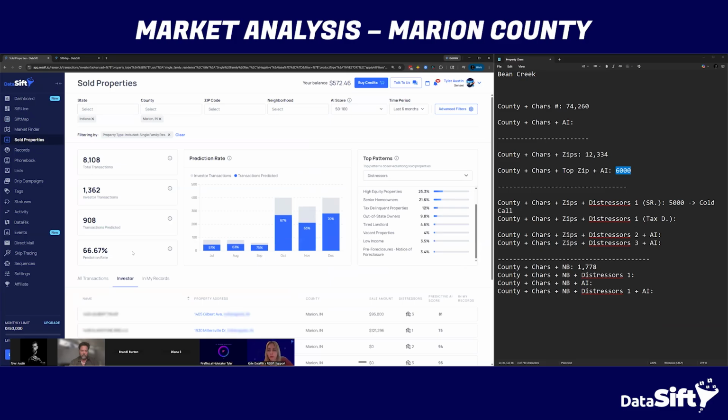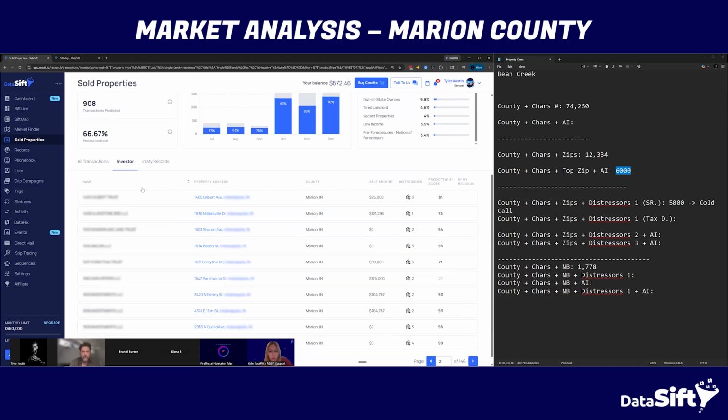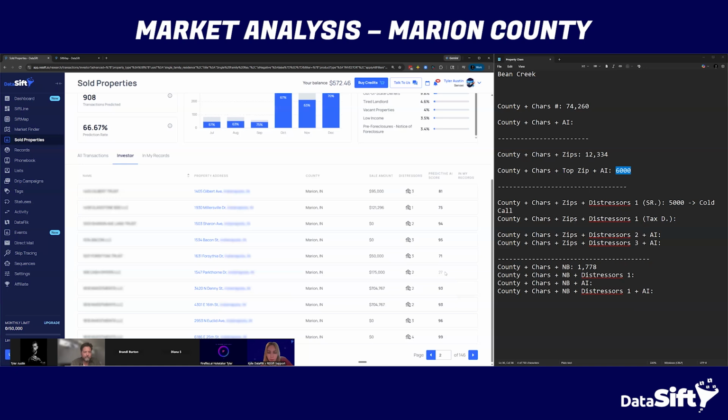But what's really important to know is that you could have a low AI score, like let's say this one with 27, and you could sell to an investor. This person's a senior owner with high equity. This guy didn't sell to an investor. He was within the 30% that we didn't predict. Does that mean the AI score is bad? No. It's impossible for it to be 100%, right? That would be ridiculous and probably a lie. If anyone's telling you they can, then they're probably lying.